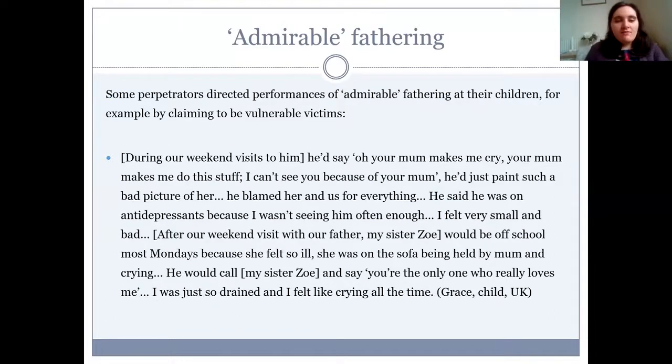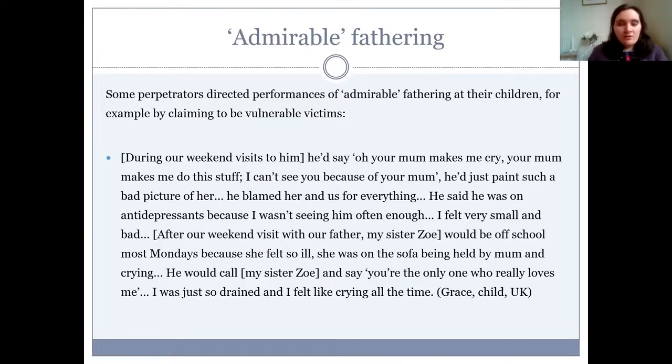Some perpetrators directed performances of admirable fathering at their children, for example, by claiming to be vulnerable victims to the children themselves. As this one child in the UK described, during our weekend visits to him, he'd say, "Oh, your mum makes me cry. Your mum makes me do this stuff. I can't see you because of your mum." And he just paints such a bad picture of her, and he blamed her and us for everything. He said he was on antidepressants because I wasn't seeing him often enough. I felt very small and bad.